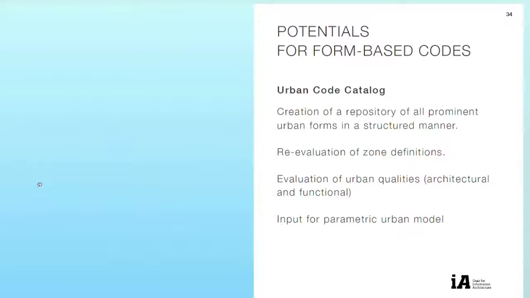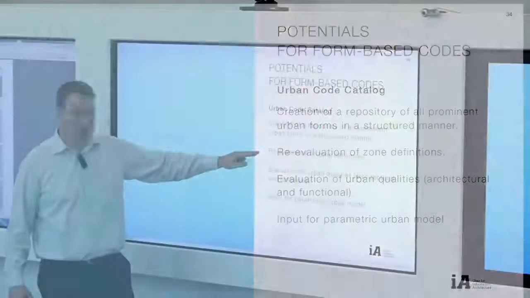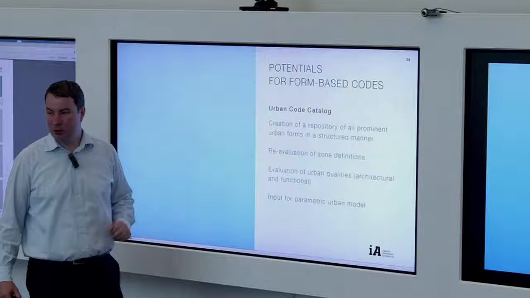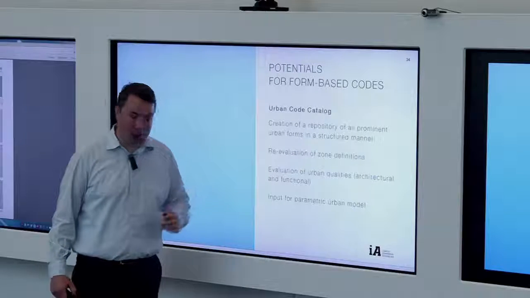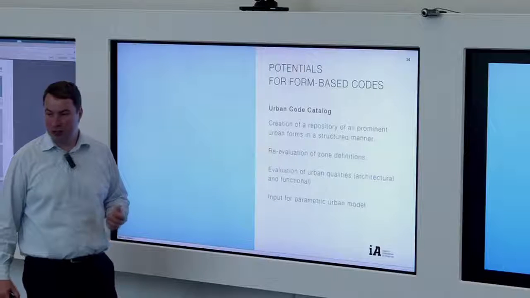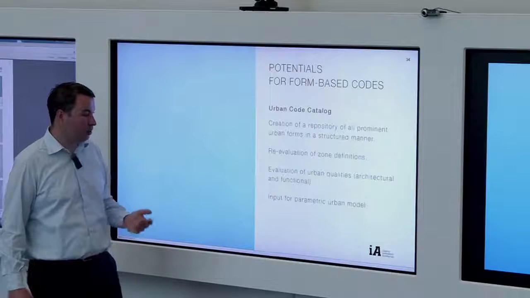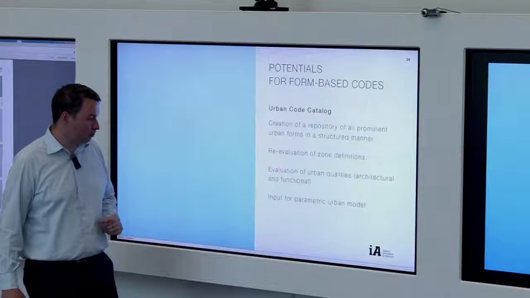Okay, the same images again. So what can we do with that actually? What are the potentials for us now? For us, we can create a repository of all prominent urban forms. This is what we mainly want to do in this course. If we have that, we can reevaluate the performance of the zone definitions. Do the existing ones make sense at all? And we can evaluate the architectural qualities that these forms put in shape.